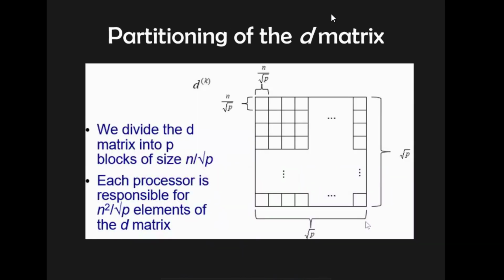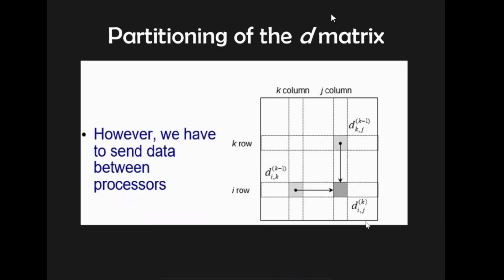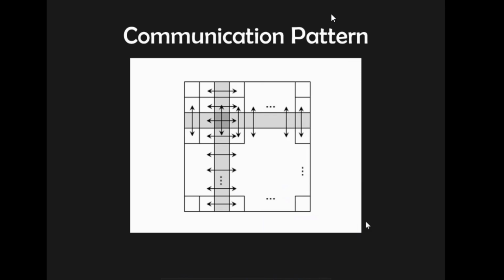So how will the D matrix, or the adjacency matrix, be partitioned? As you can see on the screen, we will divide the D matrix into p blocks of size n by root p. p is the number of parallel processors we have. So each processor is responsible for n squared by p elements of the D matrix. However, we still need communication between all the processors so that they can exchange data. As you can see, the communication pattern is like this.